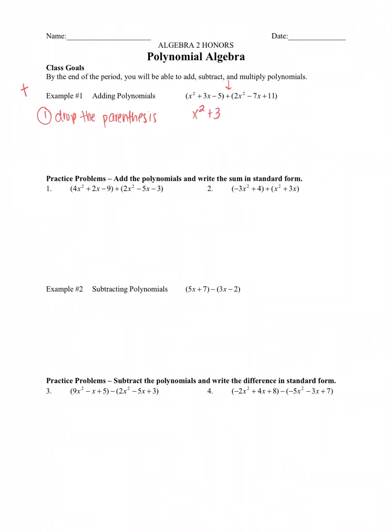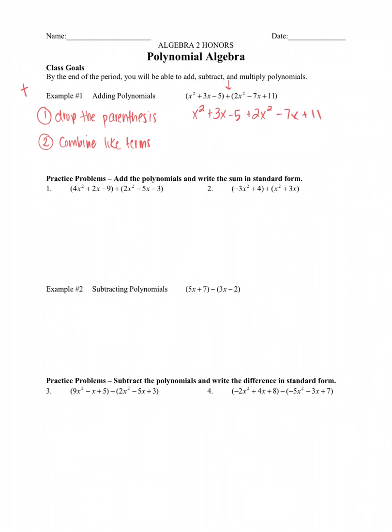So x squared plus 3x minus 5 plus 2x squared minus 7x plus 11. Notice here, I did not change any signs. They all stay the same, okay? Step 2 is to then just combine like terms, okay? And remember, like terms, we have to look at exponents because that's super important.